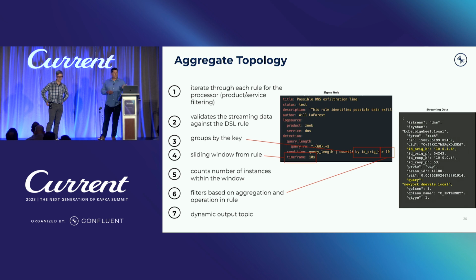There's also a sliding window that you can define in the rule. So that can vary, right? In this case, it's 10 seconds. And then filter based on the output. So if I do a quick overview of this rule, it's basically saying, take a look at the query field. Again, 60 characters. I want to count how many instances of that occurred within a 10-second window. If it's greater than 10, route it to my output topic, broken down by the origin of the connection.